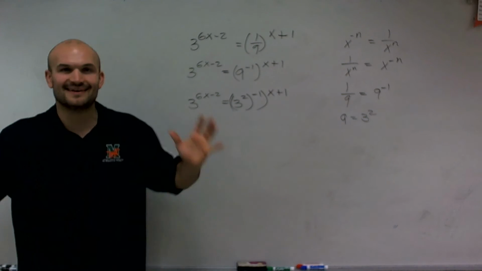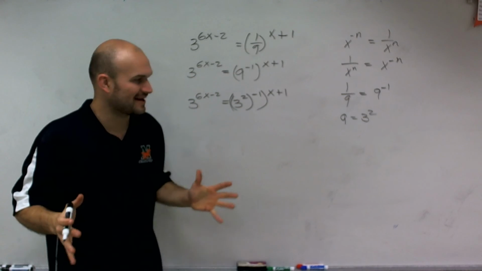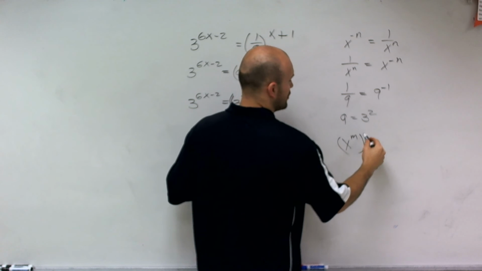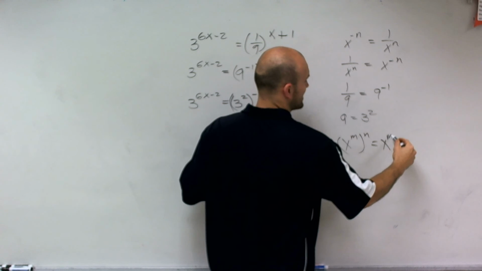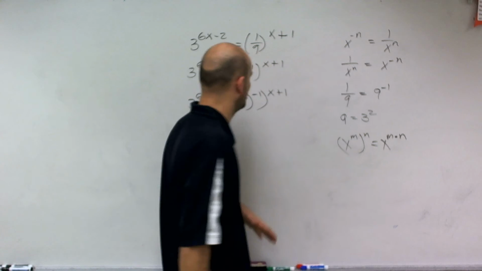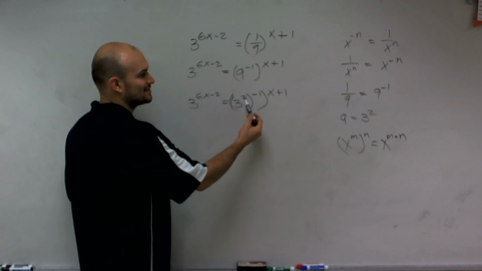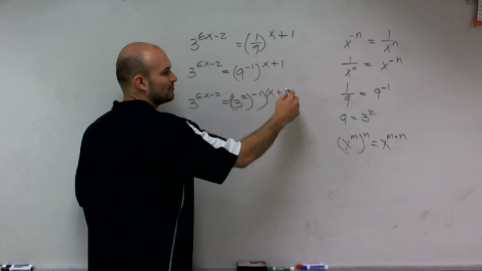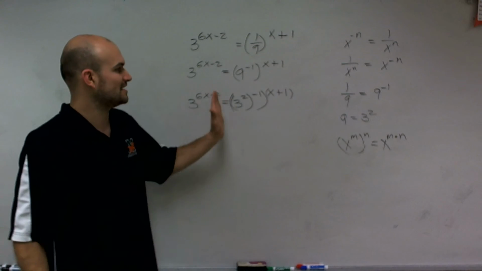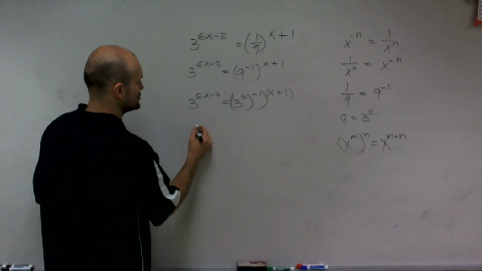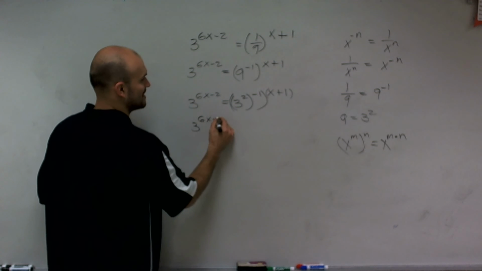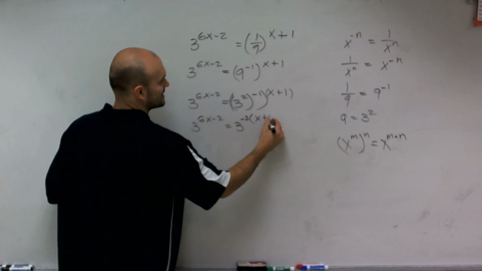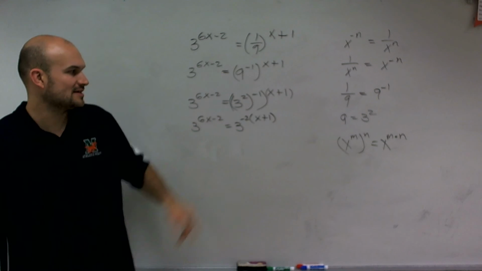And you might say, well, you've got way too many exponents going on. But remember the power of a power rule, which states if I have x to the m raised to the n, that equals x to the m times n. So what I'm simply doing is multiplying 2 times negative 1 times x plus 1, which I'm going to put in parentheses to remind myself to multiply all the way through. So really I can rewrite this as 3 to the 6x minus 2 equals 3 to the negative second power times x plus 1. So I just multiply the 2 times negative 1.